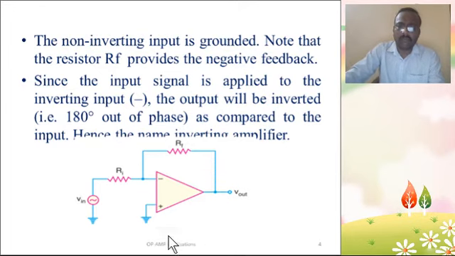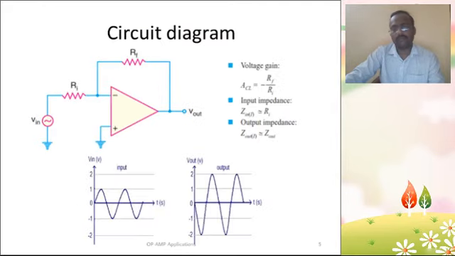So this is the circuit diagram. Vin is the input voltage, Ri is the input resistor. The input signal is an AC input signal. This input signal is applied to the inverting input terminal through input resistance Ri. This is a feedback resistor. This feedback resistor is mainly used to provide negative feedback. This is the non-inverting input terminal. This terminal is directly grounded. So this is the circuit diagram and the waveforms, input and output waveforms.